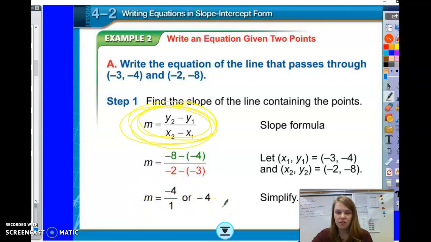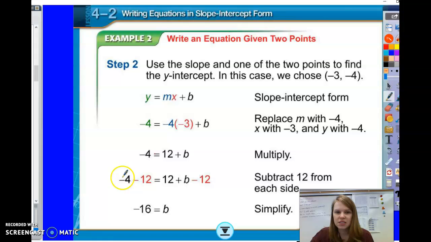Now, we have enough information to treat this like the last problem, where we had the slope and a point. Well, we have 2 points, but you only need one of them now. So remember that, slope is -4. So moving on to this next step. We said slope is -4, we're plugging in -4 for m. You need one of the 2 points. Pick your favorite. It doesn't matter which one.